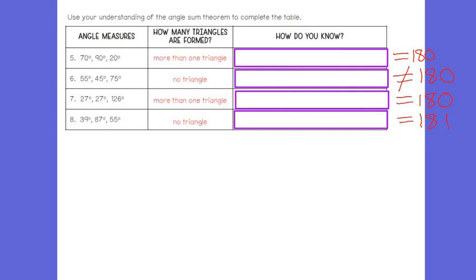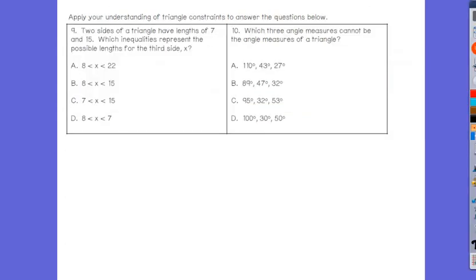Okay? Number 9 is on every LEAP test I've seen. This could bump you up to the next level. Scoring. So pay attention. It says 2 sides of a triangle have lengths of 7 and 15. They want us to find the third side.